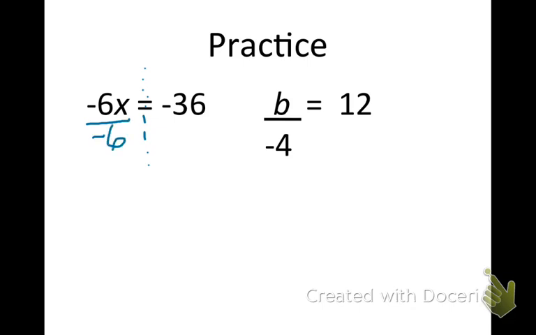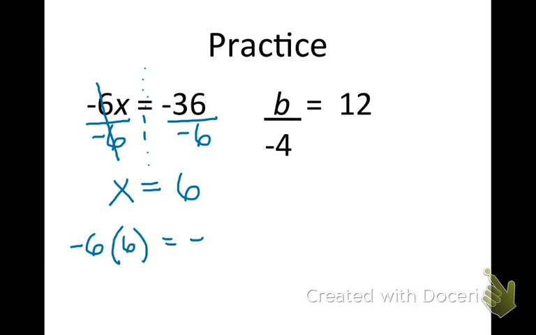Use a fraction bar to show division. -6 divided by -6 is 1. It cancels. But we must do the same thing on the right. A negative divided by a negative is a positive. So in this case we have x is equal to +6. To double check our work, we would take -6 and substitute in a +6 for x, and that should equal -36. When we do this math, we get -36. It's supposed to equal -36, and we know that we did it right.